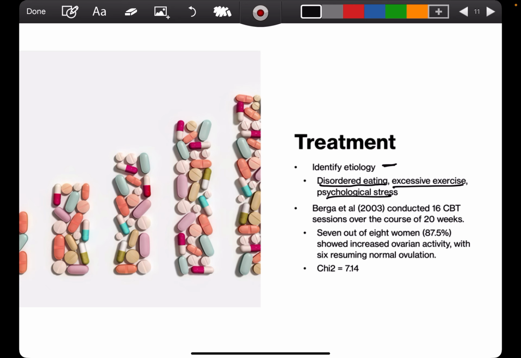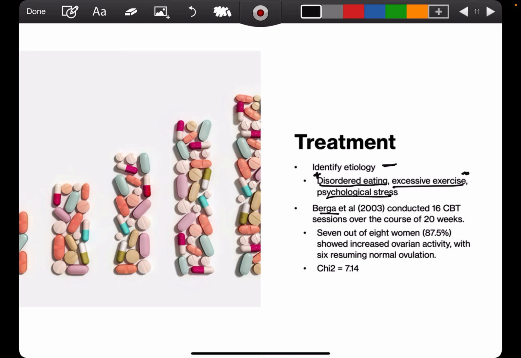So the treatments that I've found were initially just to identify the etiology. Sometimes it's a combination of these three. It's not always all three happening at once. Sometimes it's disordered eating and excessive exercise, and maybe that in its own is inducing elevated stress levels. Or maybe the exercise is adding excessive stress, and the disordered eating is reducing the energy availability for the body.